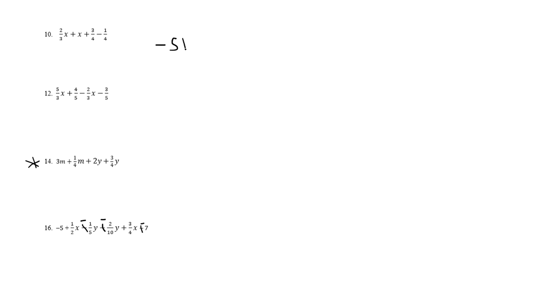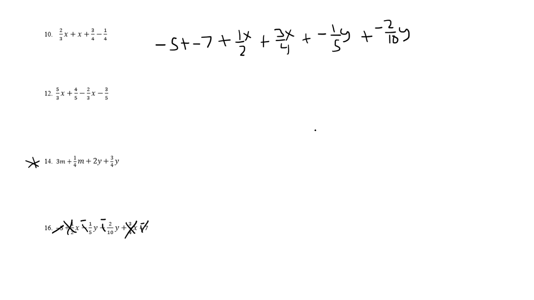So -5 plus -7. So I just took those two. And then we have a positive 1/2 times x, and we have a positive 3/4 times x. So we can write those two together. And then we have a negative 1/5 y, and we have a negative 2/10 y. Okay, so now let's go ahead and just combine our like terms.